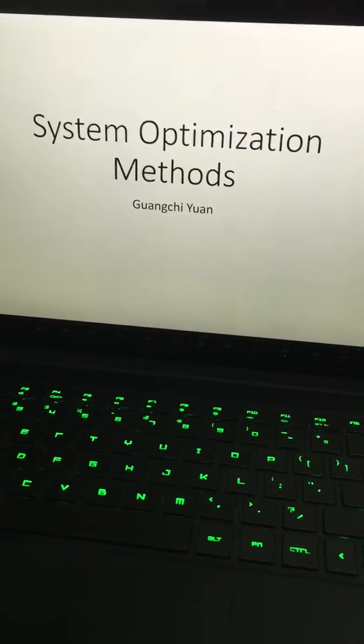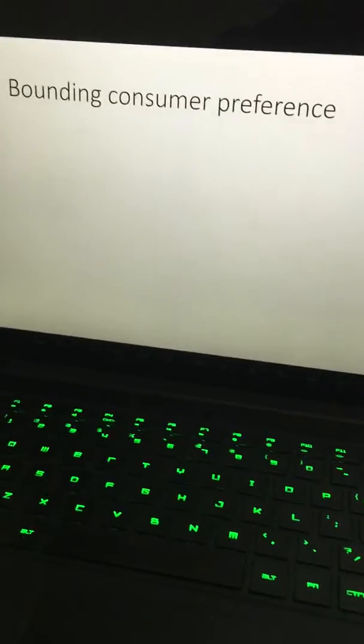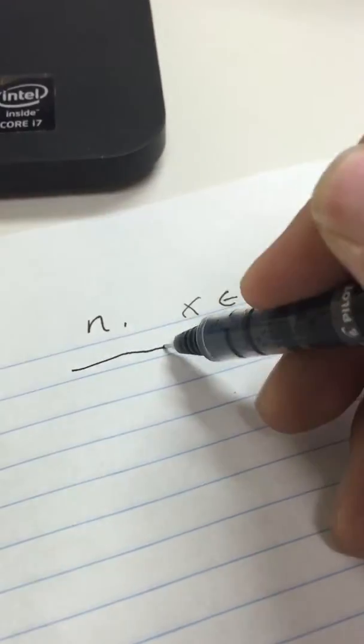Hello everyone, today I'm going to talk about bounding consumer preference. As an application, we consider a problem of predicting consumer preference. We consider different baskets of goods consisting of different amounts of consumer goods.